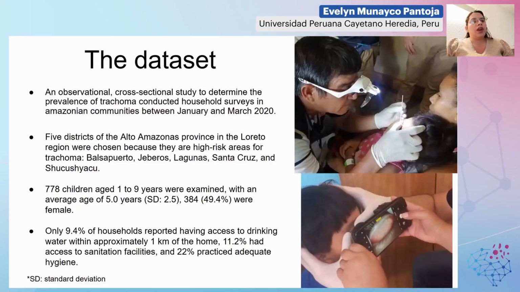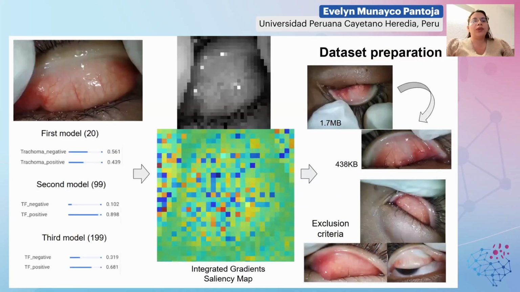Only 9% of the households reported having access to drinking water, 11% had access to sanitation facilities, and 22% practiced adequate hygiene. So this is the data set preparation for our model. We have 3 models. The first one used 20 photographs, the second one 99 photographs, and the third one 199 photographs. When we evaluated them, we noticed that the first model was not accurate, the second model had good accuracy, and the third model had less accuracy than the second one.